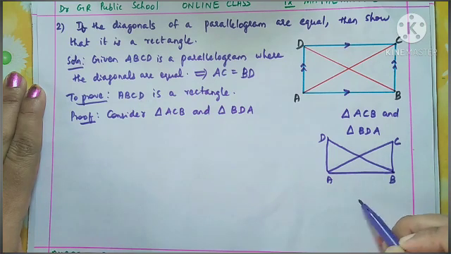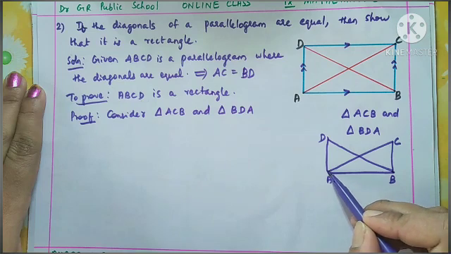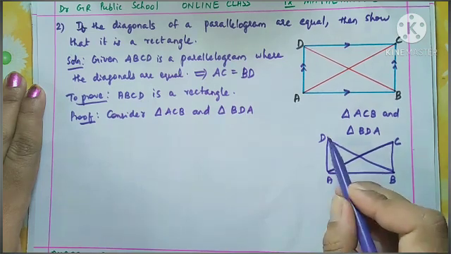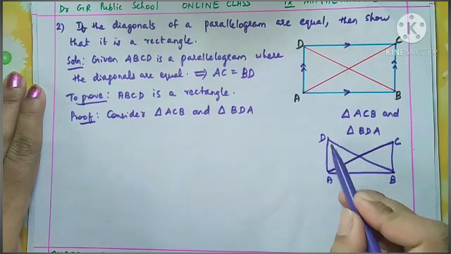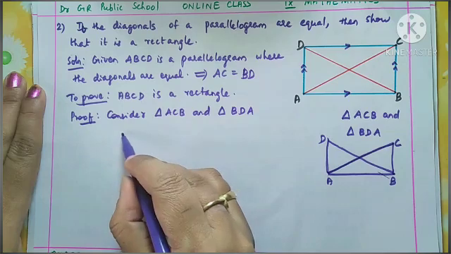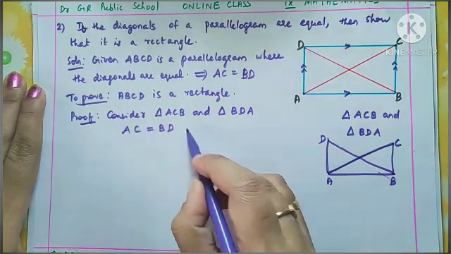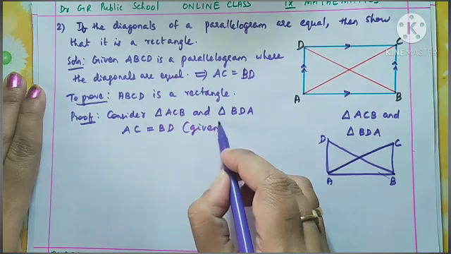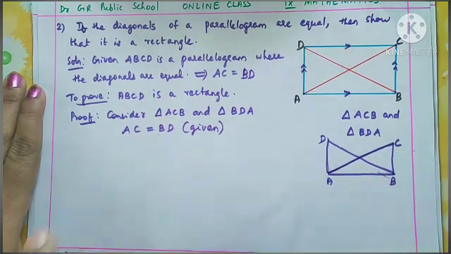So first thing is, from the given condition itself, what we know? The two diagonals are equal length. So AC and BD. In this triangle AC and in this triangle BD are equal. So that we got one side equal from two triangles. AC equal to BD, that is given. So we got from these two triangles one side equal.